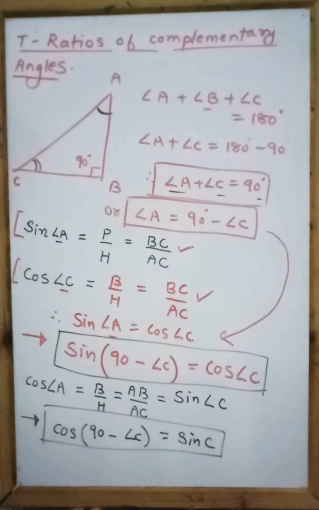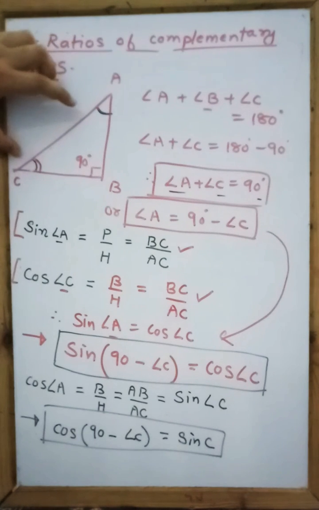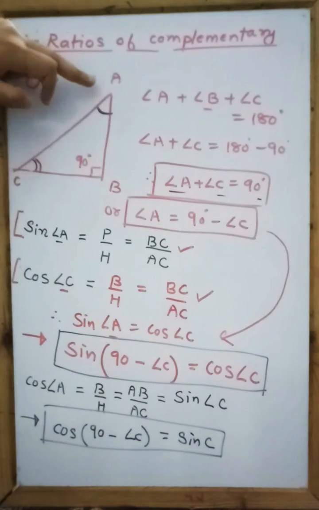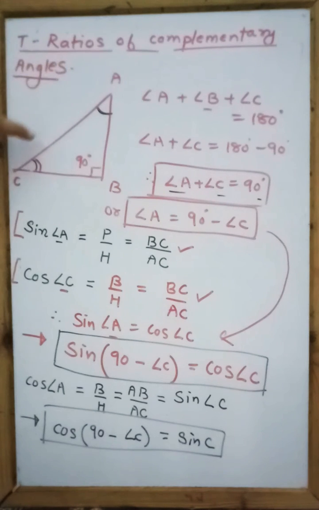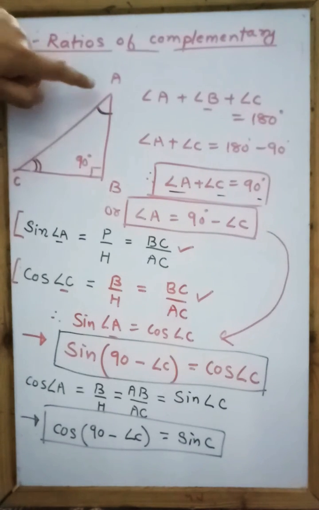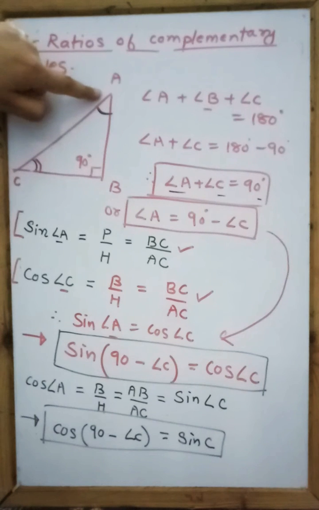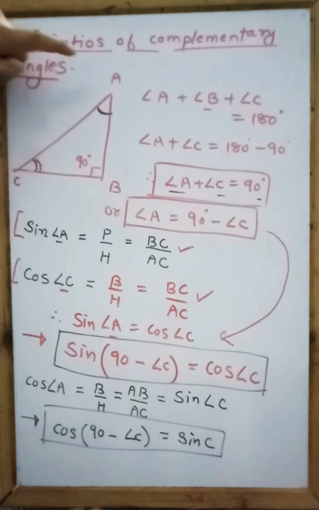So dear children, if I generalize in the same way, if you go for tan, cot, cosecant or secant, we can formulate all the formulas for the relationship between the complementary angles. So sine of the one will be equal to cosine of the other, cos of the one will be equal to sine of the other, cot of the one will be equal to tan of the other, tan of the one will be equal to cot of the other, cosecant of the one will be equal to secant of the other, and secant of the one will be equal to cosecant of the other.